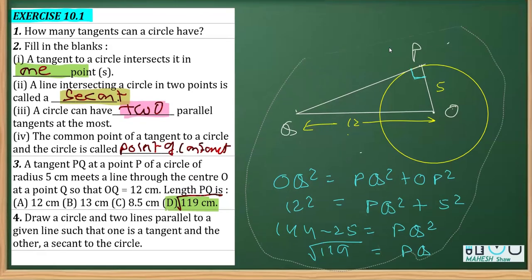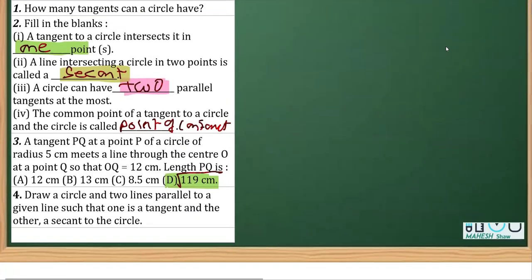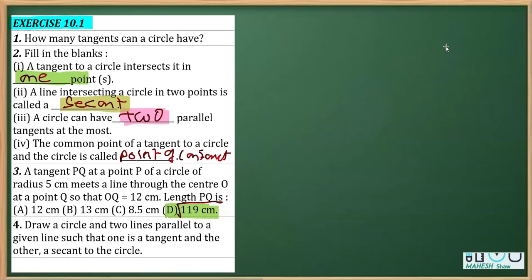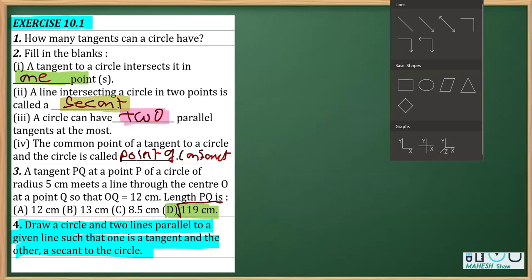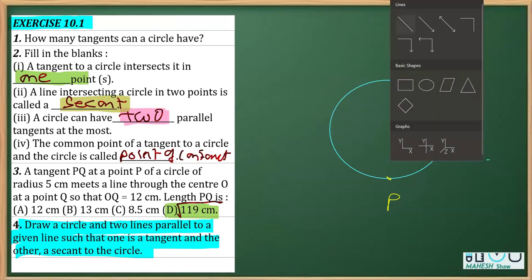Now we have one more question left. Let's erase this first. The question here is to draw a circle and two lines which are parallel to the given line such that one is tangent and the other is secant. So what we will do here, first we will draw a circle. Then taking any point on the circle, let's say I choose this point P, we will join it with the radius here.